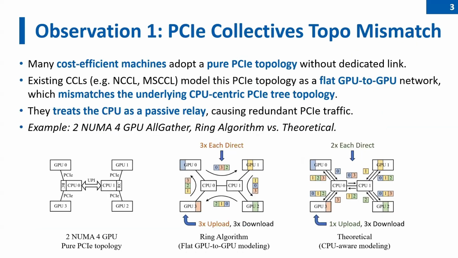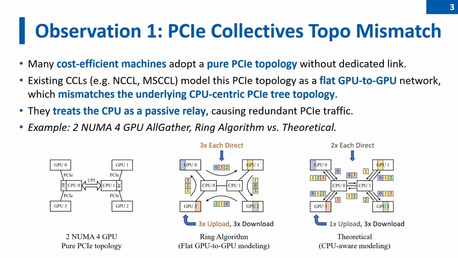To optimize collective communication, we have the following two observations. First, we find current CCL has a topology mismatch for PCIe machines. It affects many cost-efficient machines which adopt the pure PCIe topology without dedicated link. Existing CCLs, for example, NCCL or MSCCL, model this PCIe topology as a flat GPU-to-GPU network, which mismatches the underlying CPU-centric PCIe tree topology. They treat the CPU as a passive relay, causing redundant PCIe traffic.